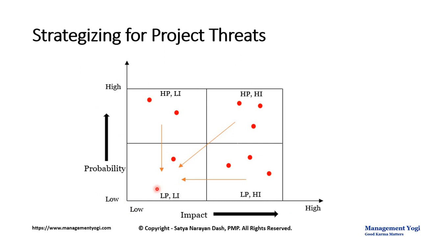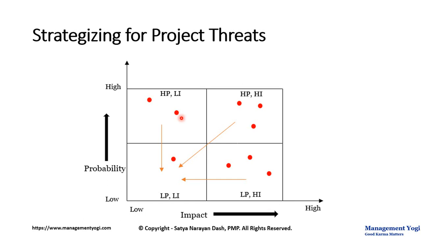On the bottom left we have low probability, low impact. On the top left we have high probability, low impact. On the top right we have high probability, high impact. On the bottom right we have low probability but high impact. These small red circles that you are seeing represent individual negative risks or threats.